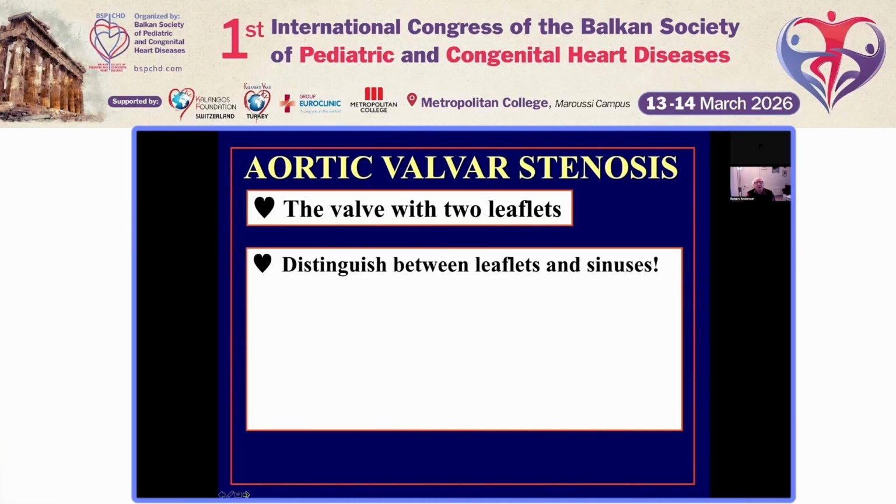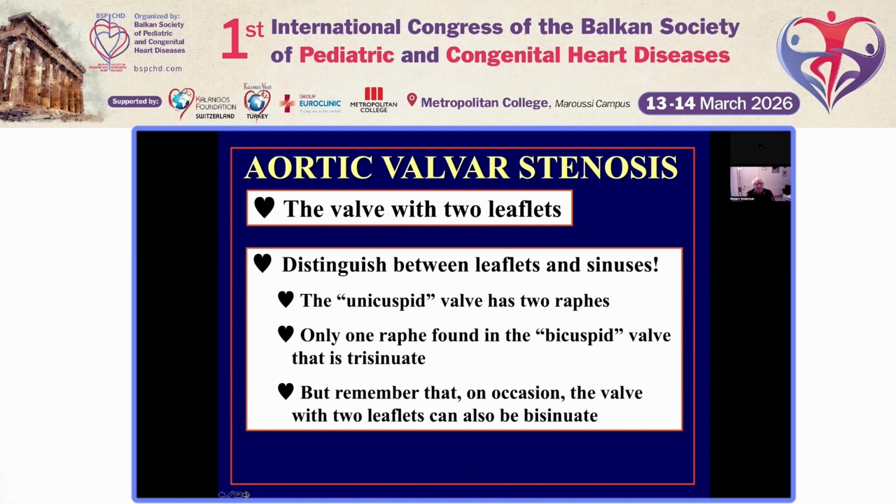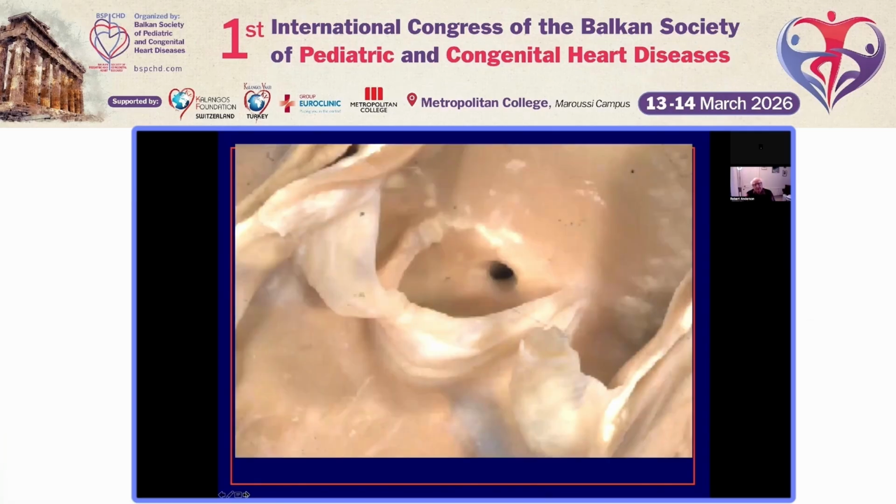And again, to distinguish the phenotypes, we need to take note of leaflets and sinuses. I've already shown you that the so-called unicuspid valve has 3 sinuses but 2 raphes. So you will not be surprised to learn that when we have the functionally bileaflet valve, we have only 1 raphe. And most usually the valve itself is trisinuate, but rarely the valve can not only have 2 leaflets, but also 2 sinuses. But this is the typical arrangement that we see when we have the functionally bicuspid valve.